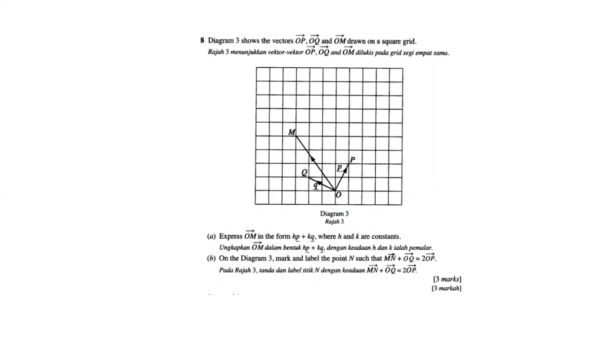2018, see what happened. Paper 1 again came out vector. Usually with a diagram. That's good. They give you the diagram, you don't have to draw it by yourself. They already drew this. Express OM.